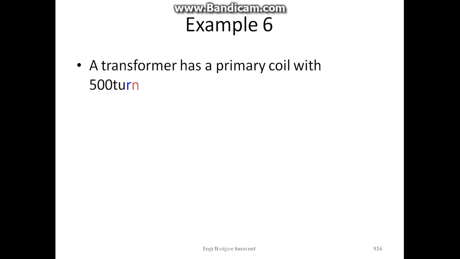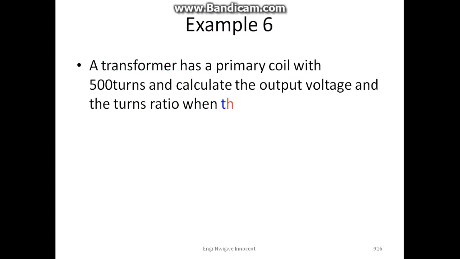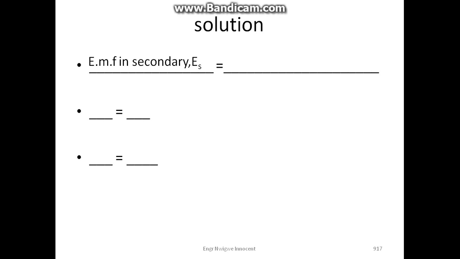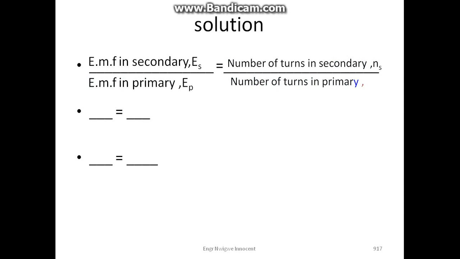Example 6. A transformer has a primary coil with 500 turns. Calculate the output voltage and the turns ratio when the voltage input to the primary is 120 volts. Solution. EMF in secondary, ES, over EMF in primary, EP, equals number of turns in secondary, NS, over number of turns in primary, NP.